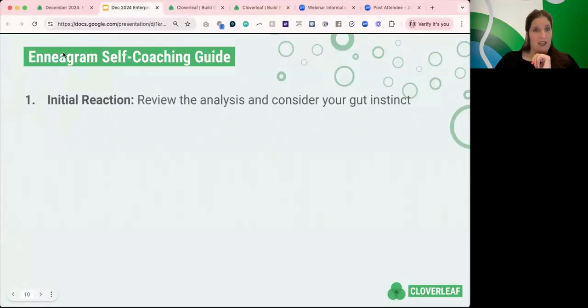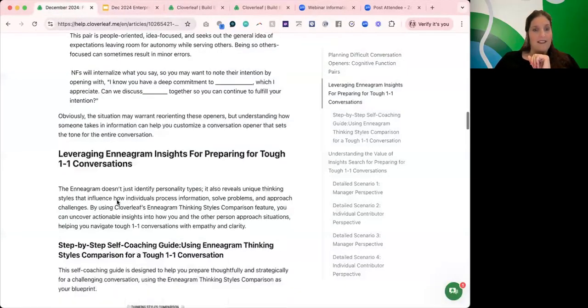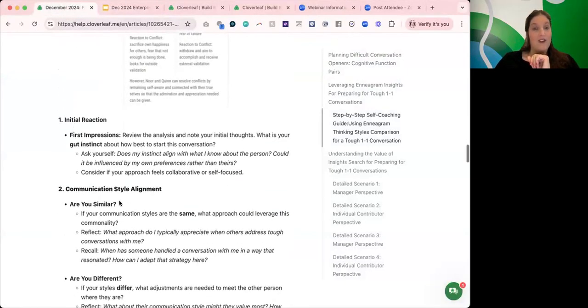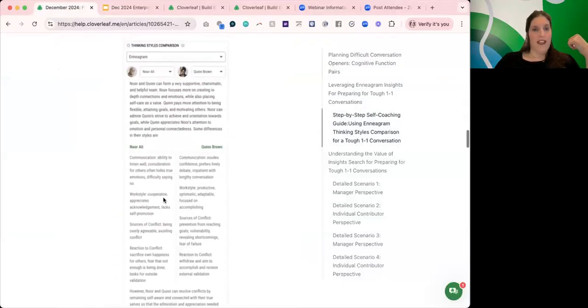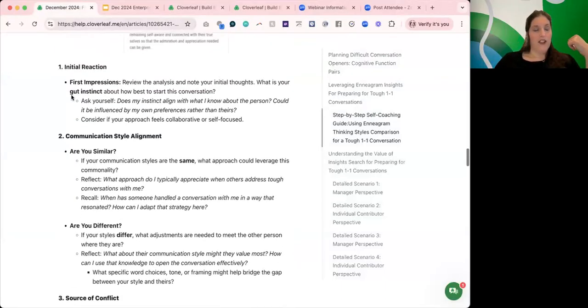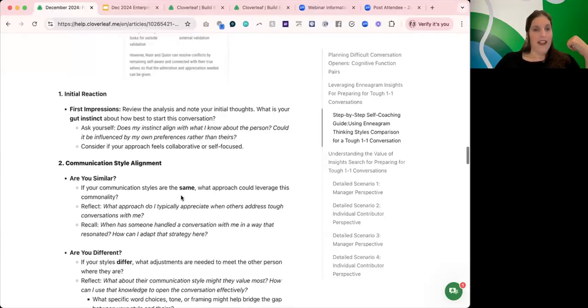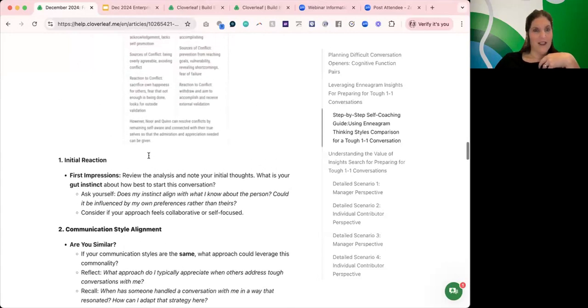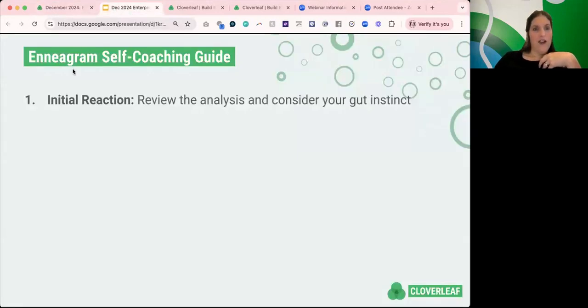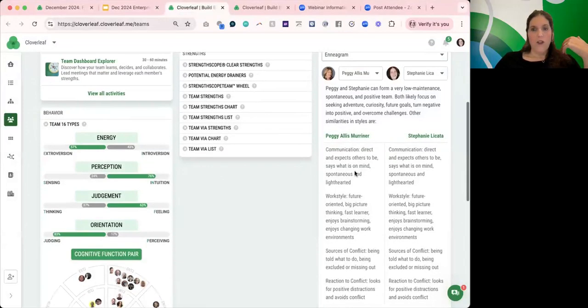Now, this is the high level coaching guide. If you're following along in your own resource, there's a big helpful coaching guide right here. This is your self-coaching guide. And if you're going to spend 10, 15 minutes to help prepare yourself, all you're going to do is bring up the actual thinking style comparison, and then you're going to use this as a self-coaching guide. That's all you're going to do, right? So you're going to bring that up and ask yourself a couple of questions. First, you're going to review the whole thing, read through the entire piece, read through this whole narrative, right?